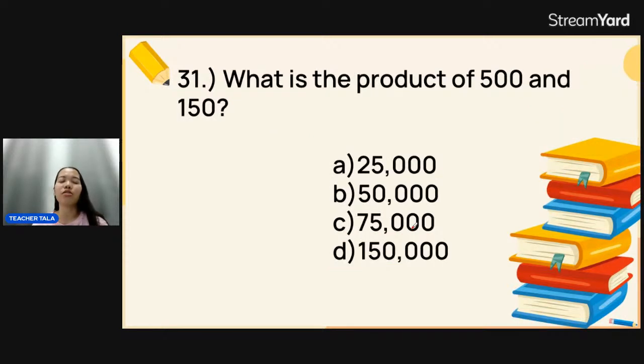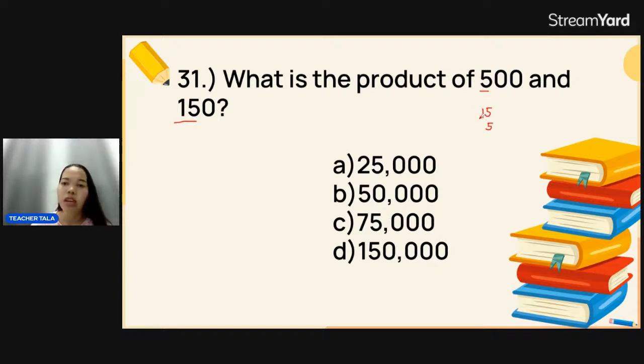Okay, now let's go to number 31. What is the product of 500 and 150? These are numbers with a lot of zeros, and when you multiply, sometimes you miscount the zeros. So what we will do is we add or multiply the zeros later. Let's first do the counting numbers. No zeros. Okay, so 15 and 5.